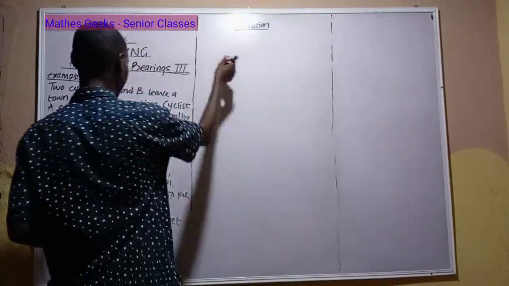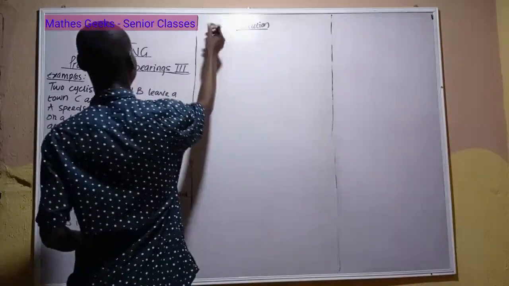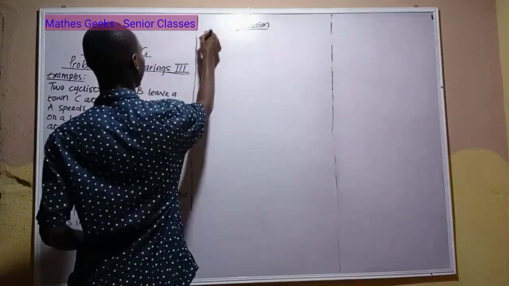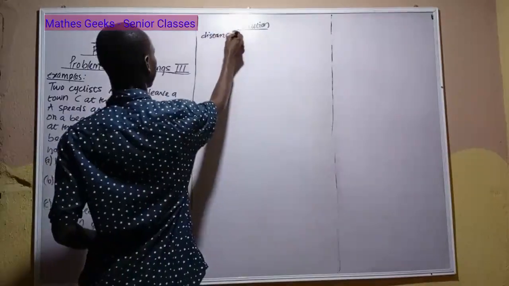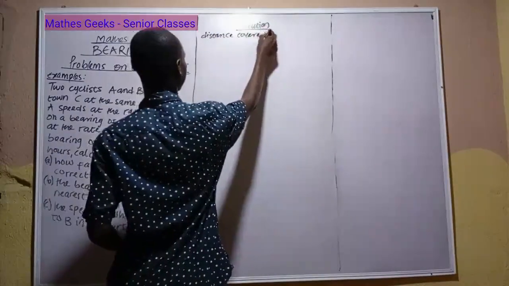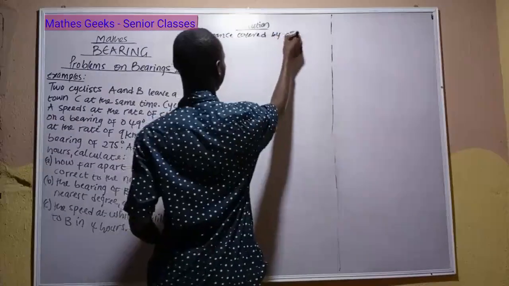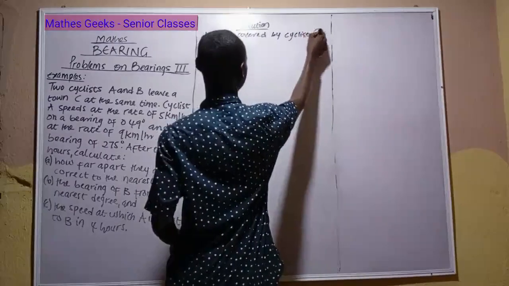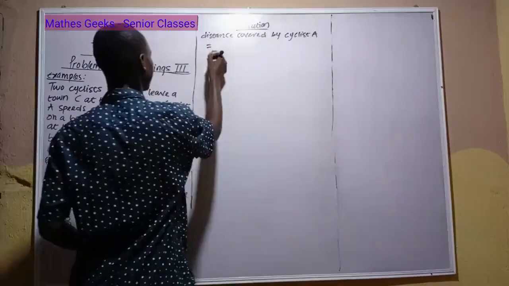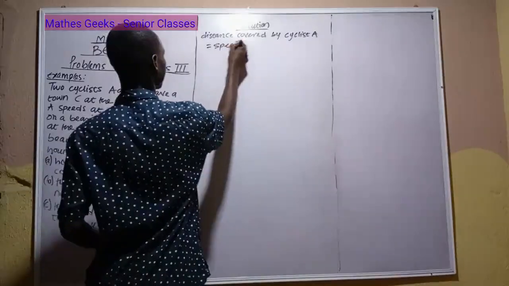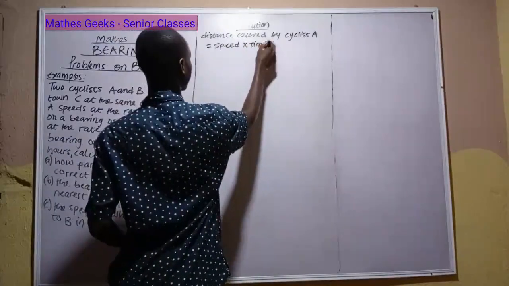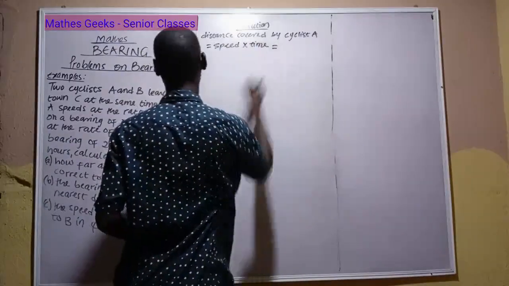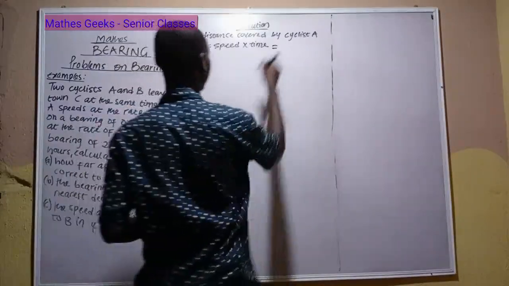So let's get our distance. So for cyclist A, distance covered by cyclist A is equal to speed times time, and that is equal to speed is 9 kilometers.